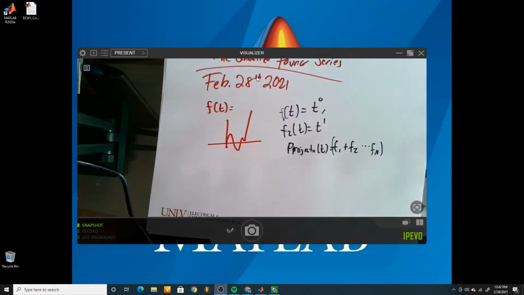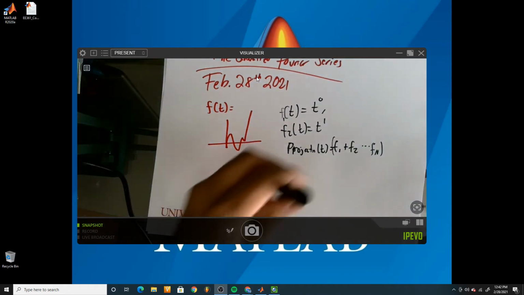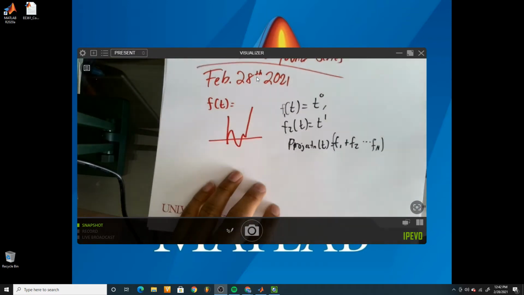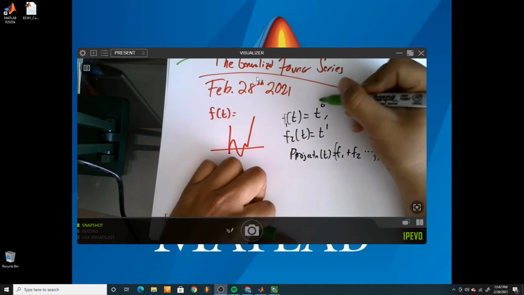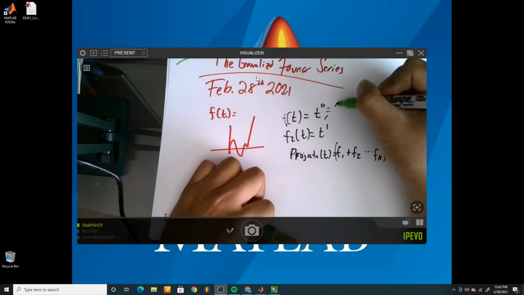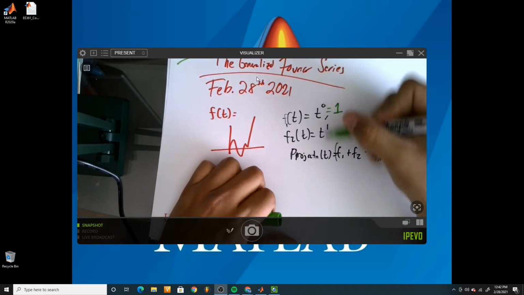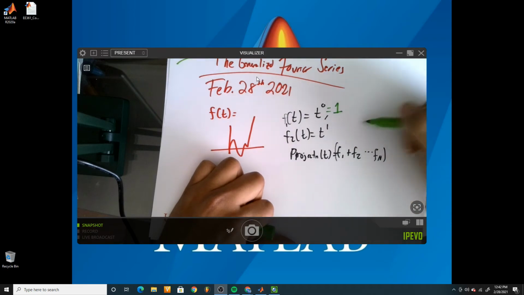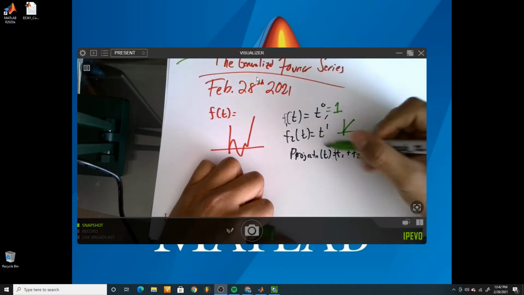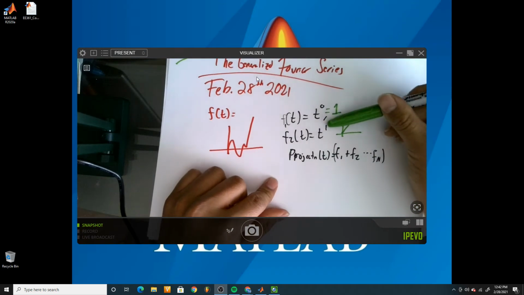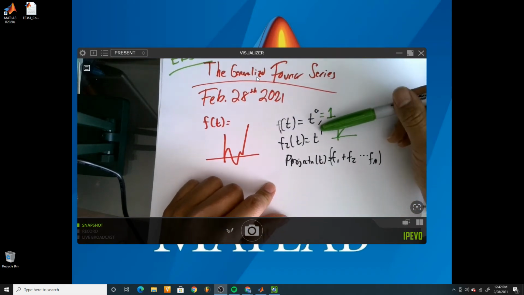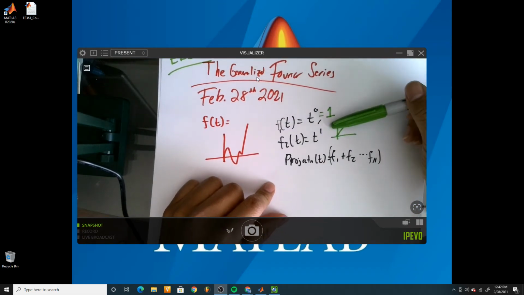So a simple function like this right here, t to the 0, this is actually just equal to 1. That's a DC term if you want to think about it. This right here, t to the 1, well, you already know what that looks like. That just looks like a straight line like that, and on to whatever you want. So this is easy to calculate on a piece of paper or using MATLAB.